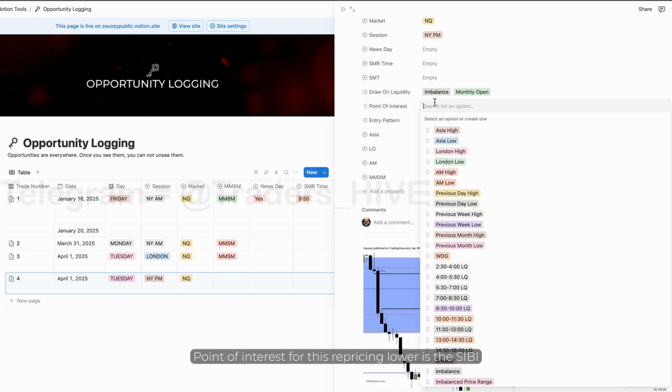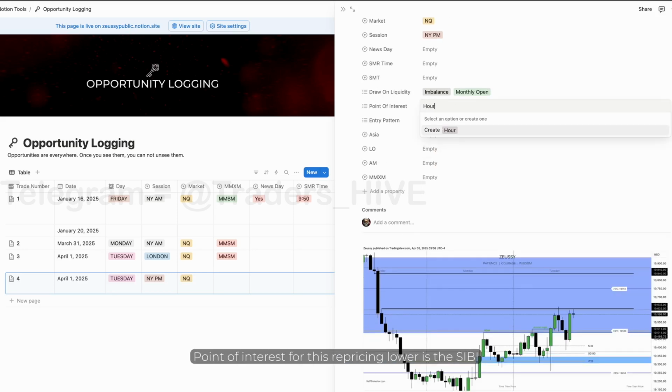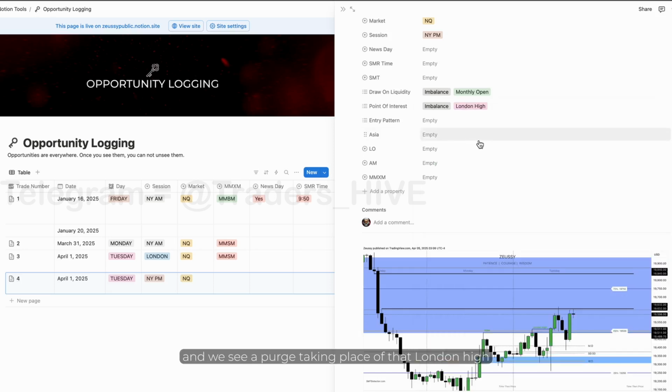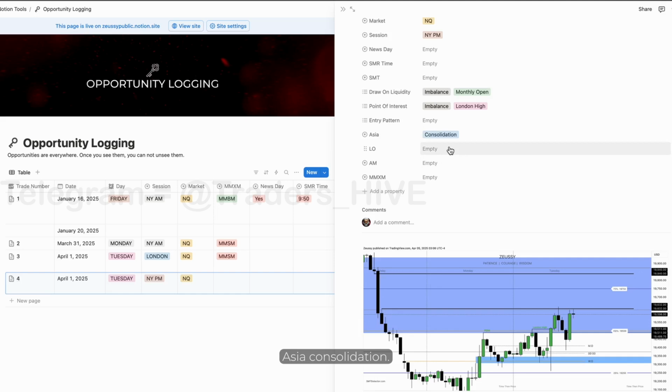Point of interest. Point of interest for this repricing lower is the CB. So that's an imbalance right here. And it is the London high. And we see a purge taking place of that London high. And we see the market draw back into the range which was established up until that point. Asia consolidation, London expansion, AM expansion.